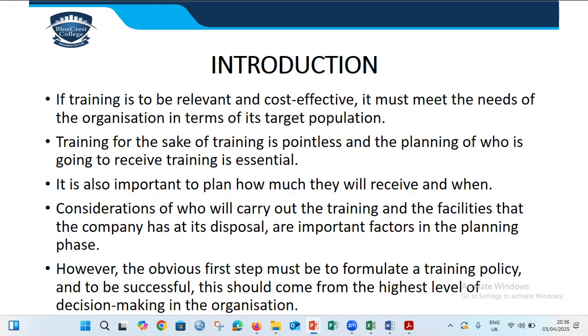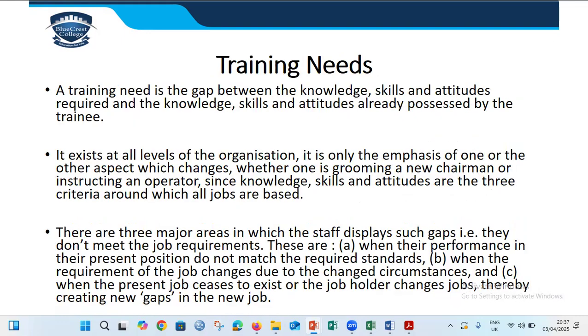And for that training policy to be successful, it should come from the highest level of decision making in the organization. So what this means is that for training to be successful, it should come from the management of the organization. It should come from the top people in that firm, right? So those who make the decisions at the highest level should be the ones that would initiate the training process or come up with a policy that will guide training in the organization.